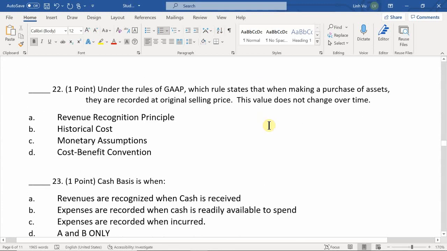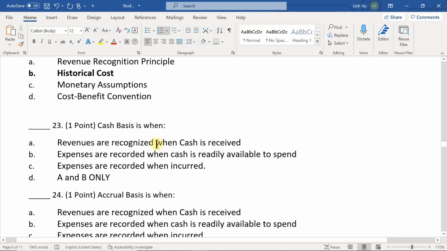Number 22, okay, under the rules of GAAP, which rule states that when making purchases of assets, they are recorded at original selling price, or this value does not change over time. So in this case, at fair market value. It's B. B, historical cost is correct, right? That one tells you if you buy a home for 100,000, it's going to be 100,000 10 years from now. Okay.